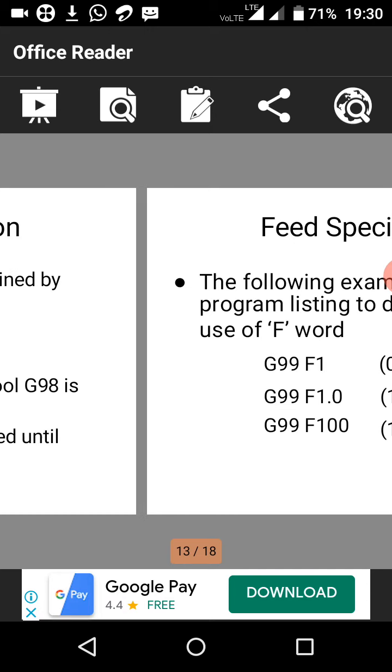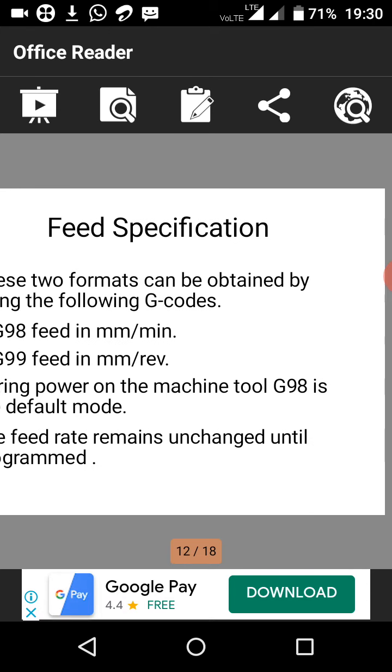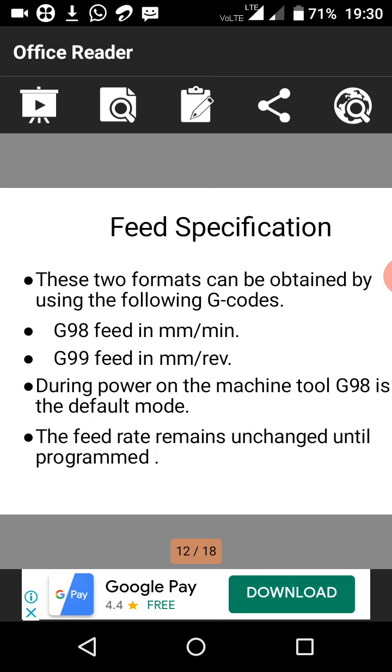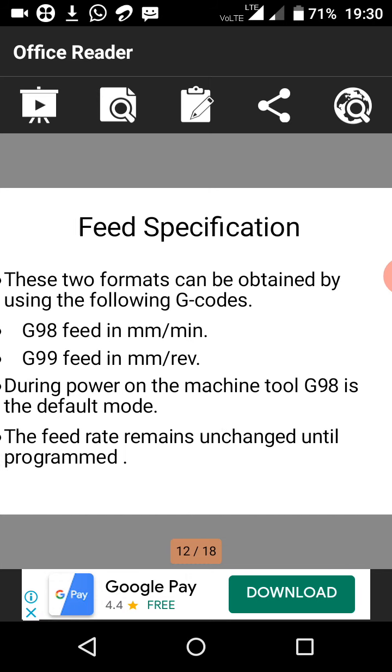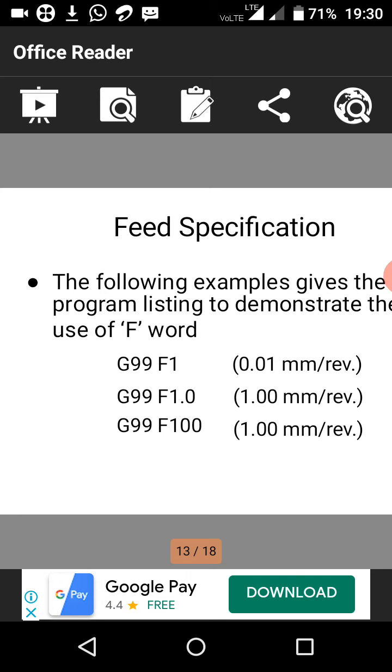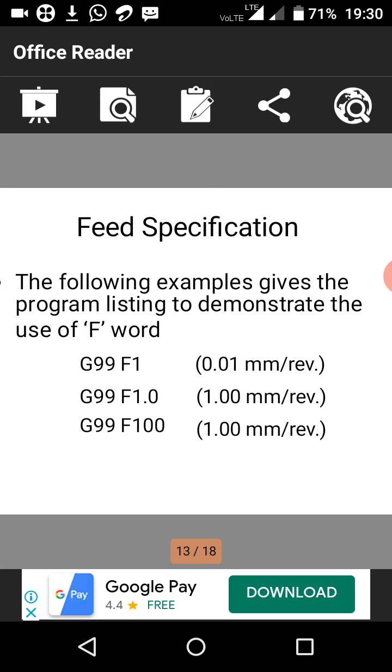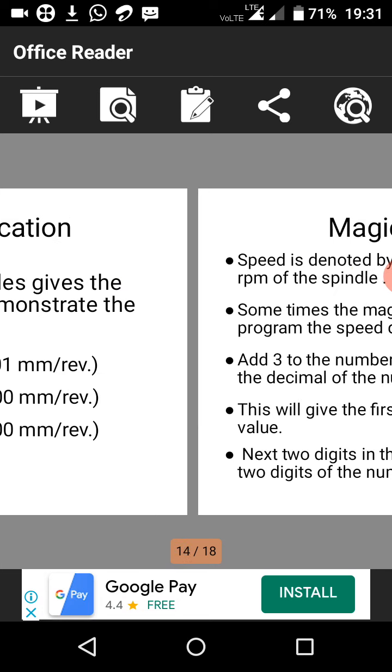We have studied that G98 is taken by default at power on. Next, feed specification examples. G99 F1 means 1 mm per revolution, so per one revolution the feed is as specified. G99 F100 means 1.00 mm per revolution. That is the feed specification.